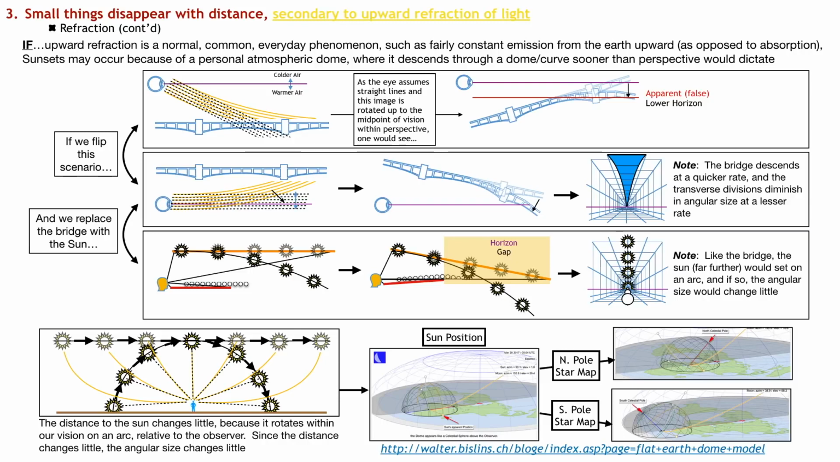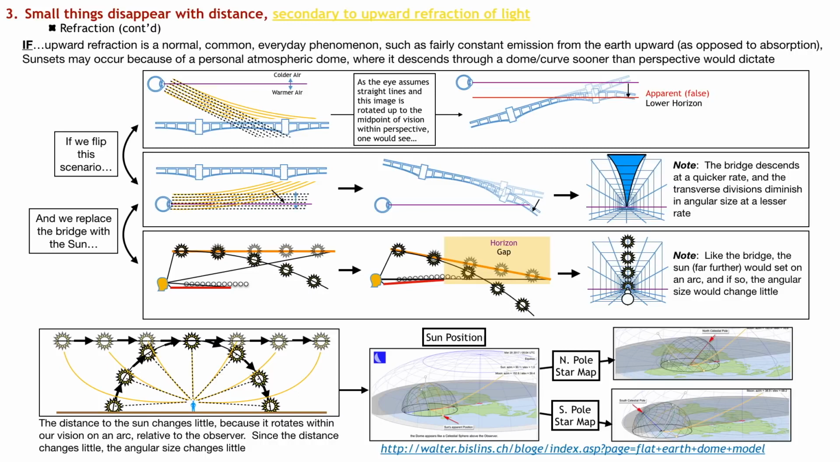So if we take our bridge example and we just flip it and invert it to what would be happening if we were lower down. So in the bridge example, we're higher up observing this bend. Now we're going to be observing something above us, but also subject to upward refraction. We would get something within perspective that looks something like that blue funnel shape going down. The bridge would descend at a quicker rate within perspective, and those transversal lines would diminish in angular size, but they would do so at a lesser rate than perspective would dictate.